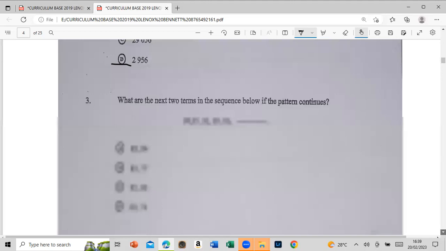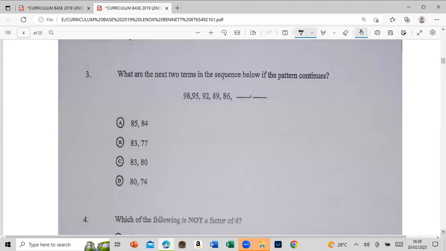Let's move on to number 3. What are the next 2 terms in the sequence below if the pattern continues? So first, before we look at the answers, we need to identify what is happening. So we went from 98 to 95, that's subtract 3. Let's check from 95 to 92, that is also subtract 3. So 89 to 86 is subtract 3, so we know that we are supposed to subtract 3. So it will be 86 minus 3, and that will give us 83. And then subtract another 3 from 83, and that will give us 80. So our answer would be C for that one.